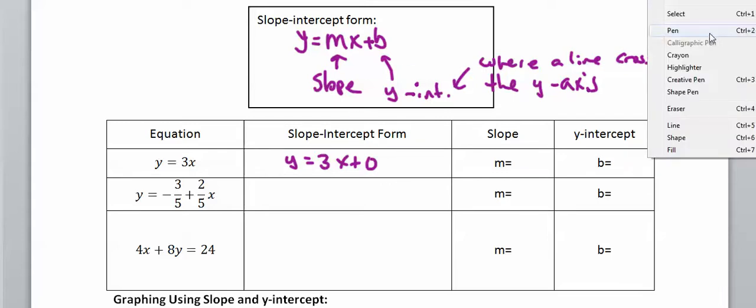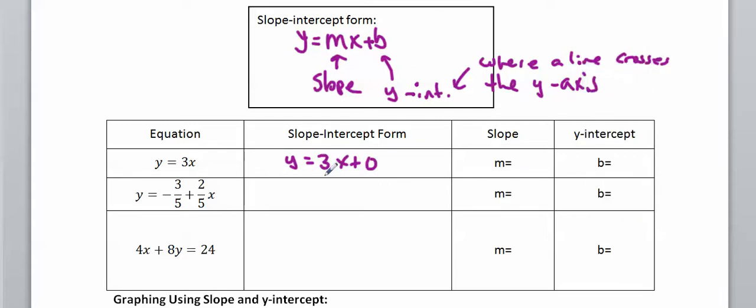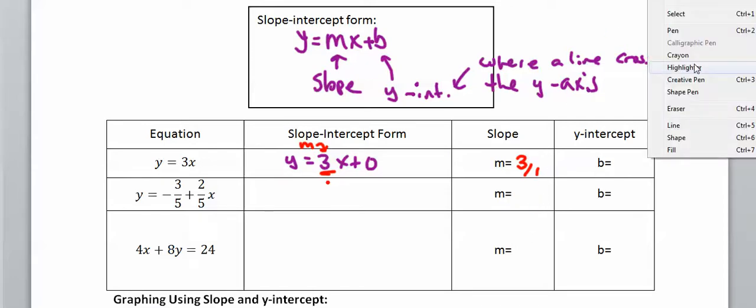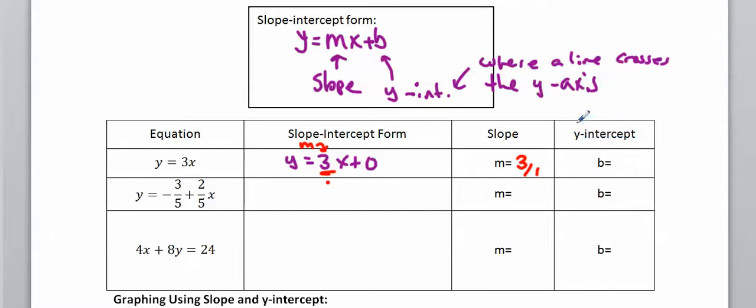All right, now the slopes I'm going to do in red. Remember, slope is the m, the number that is with the x. So it partners up with the x. In this case, my slope is 3. Now, if you wanted to, you could write it in fraction form as 3 over 1 to help remind yourself it's rise over run, so the rise is 3 and the run is 1, but you don't have to. Okay, I'll do my y-intercepts in green. My y-intercept b is the 0, so the graph crosses the y-axis at 0.